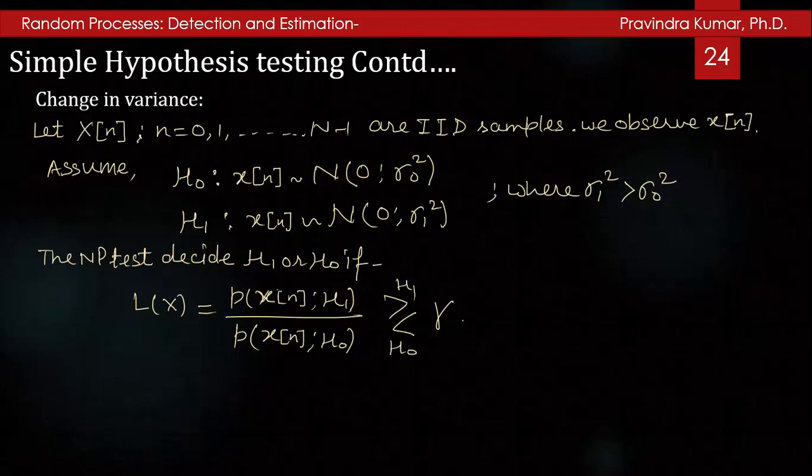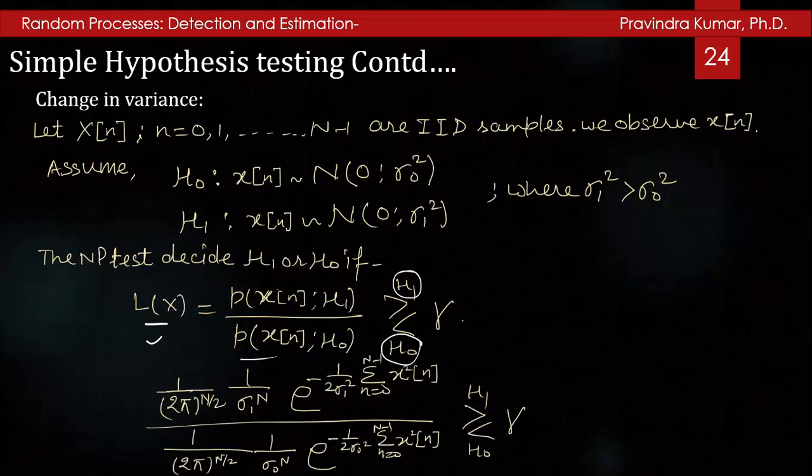Now the NP test decides H1 or H0 by the likelihood function L(x), the ratio of the PDF under hypothesis H1 and the PDF under hypothesis H0, compared with the threshold value gamma. If this likelihood function is greater than gamma, then we decide H1, and if it is less than gamma, then we decide H0.